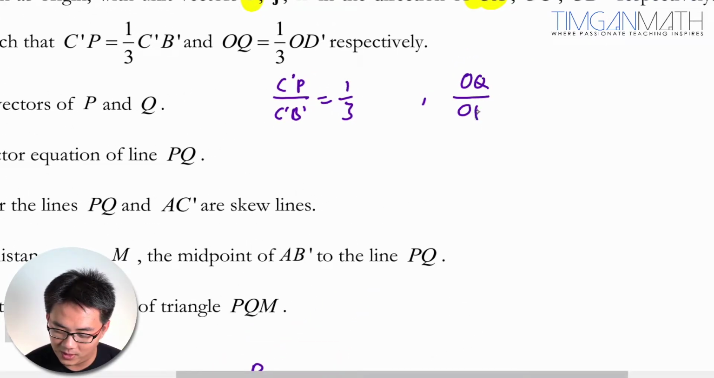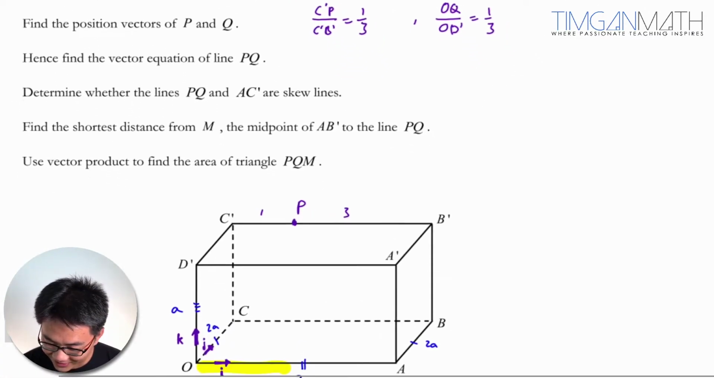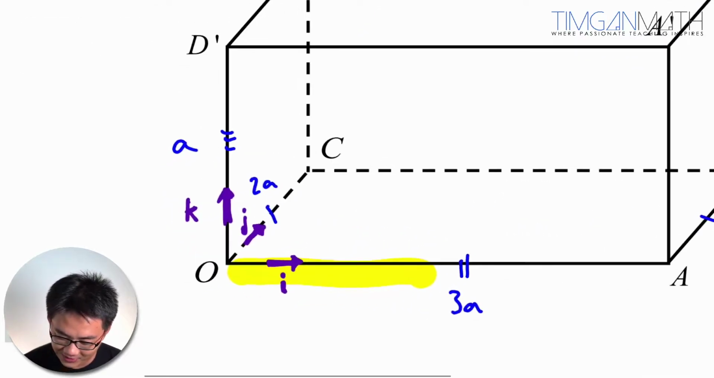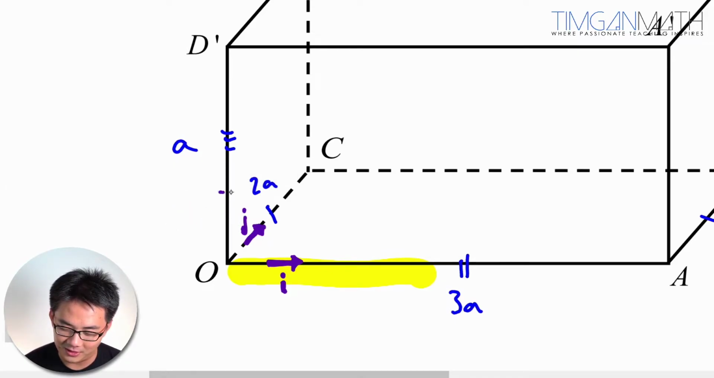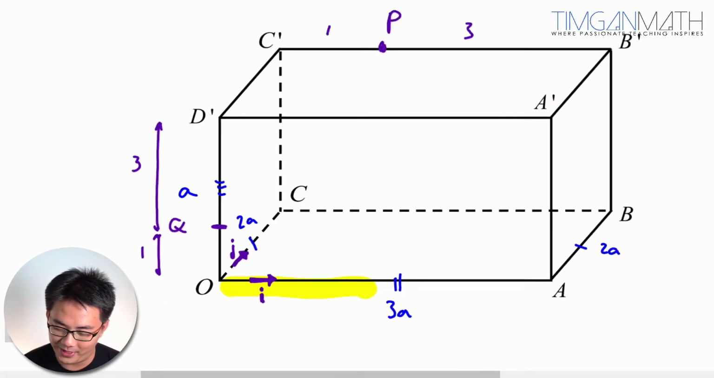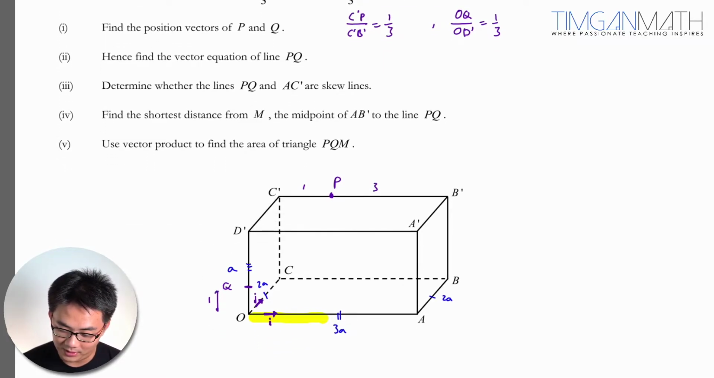OQ over OD prime is 1/3. So OQ is 1, OD prime is 3. So Q is here, about here. Here is Q. So this is like 1 unit, this is like 3, right? Oh no, this is 2 actually.